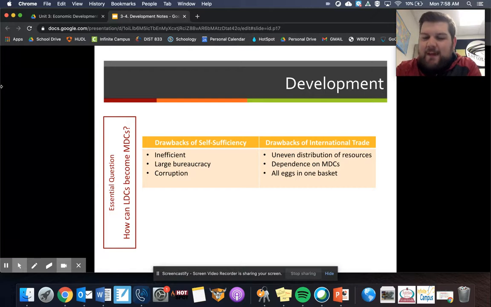The drawbacks of capitalism or international trade is an uneven distribution of resources. Okay? In the United States, we have capitalism. We have a capitalist economy. And while that is an extremely good thing, the one drawback is that it leads to some pretty unequal distribution of wealth. Right? There's some people in this country that make millions and millions of dollars and they don't even know what to do with all of their money. And then there's some people that are struggling to make ends meet. Okay, so that large uneven distribution is one of the big drawbacks.